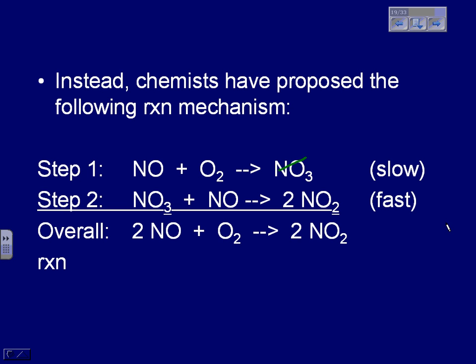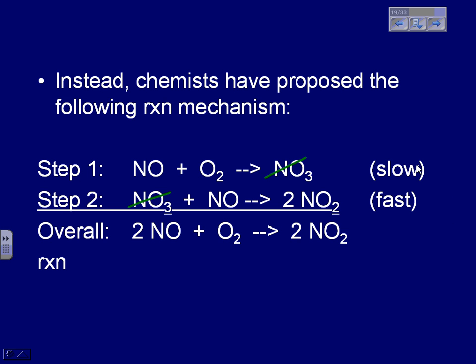You can see here we've got an NO3 as a product in step 1 and an NO3 as a reactant in step 2. And when we're finished, we can add them all together and we can get the overall reaction. So here we've got a reaction mechanism.